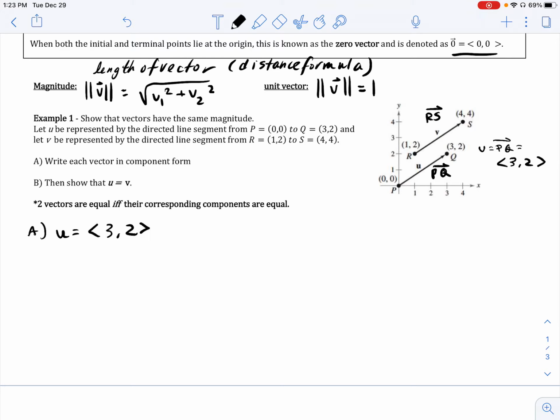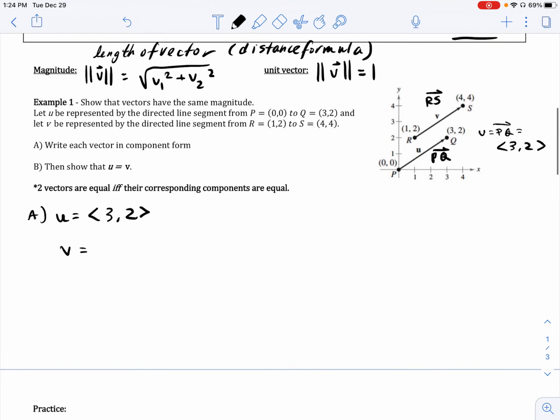Now, vector v, on the other hand, is not in standard position, but we can still write vector v in component form. To do that, we ask: what is the difference of the x components? If we look at 4 and 1 here, we would say 4 minus 1. And what is the difference in the y components? 4 minus 2. So we can see that vector v in component form would simply be equal to (3, 2).